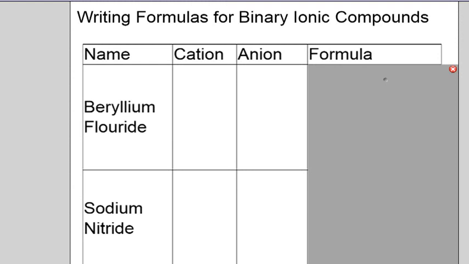Writing formulas for binary ionic compounds. What we're going to do first is find the symbol for our cation, which will always be the one that is named first, and then find the symbol for our anion, the one that's named second. You do this by looking at your periodic table.